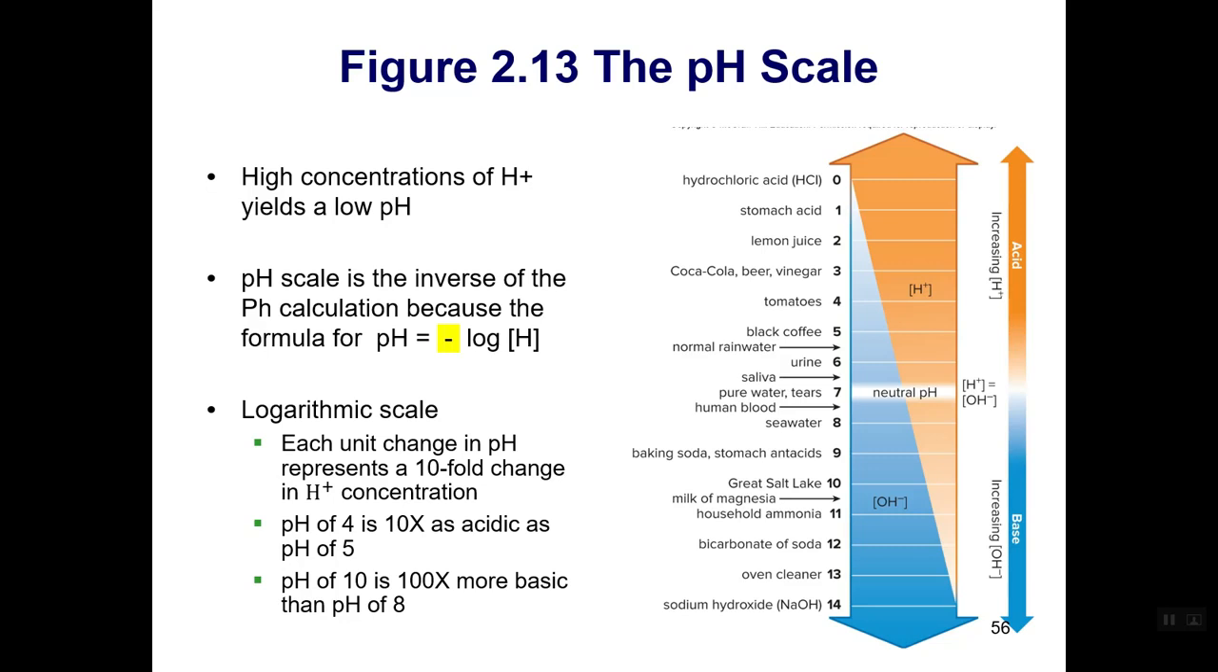You should say 10 times more acidic. Good. All right, so how much more acidic is stomach acid compared to tomatoes? This is a 1, 2, 3 integer change. So you would calculate that by saying 10 times 10 times 10. And if you do the math, it is 1,000 times more acidic. Stomach acid is 1,000 times more acidic than a tomato.